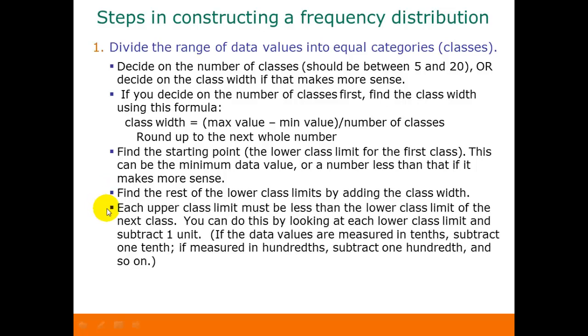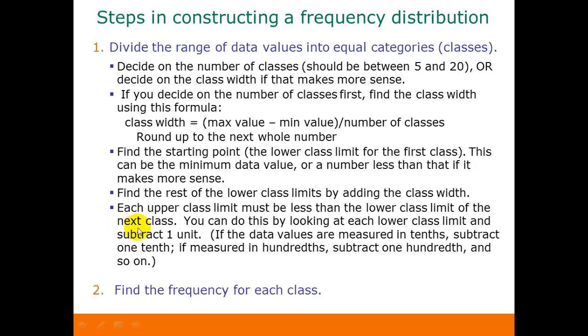Once we have all of the lower class limits, then we can find our upper class limits. And for these, they have to be less than the lower class limit of the next class. So we can do this by looking at each lower class limit and subtracting 1 unit, depending on how our data is measured. If our data values are measured in tenths, then we'll subtract 1/10. If they're measured in hundredths, then we'll subtract 1/100th, and so on.